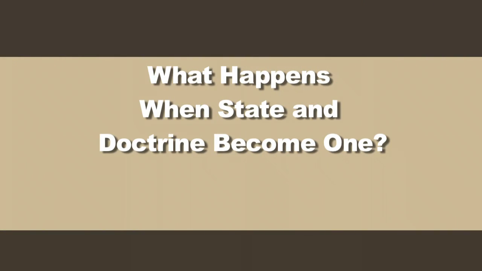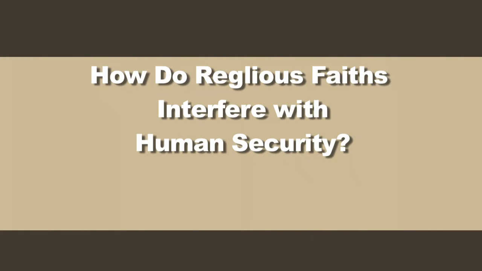What do we do when states and doctrine become one? When organized religion becomes the state, or when there is a state religion? Well, that means you are having not a secular state, but a religious state. So you can have an Islamic state like Saudi Arabia, or a Jewish state like Israel, or a Hindu state like India. So these are religious states. How do religious states interfere with human security?